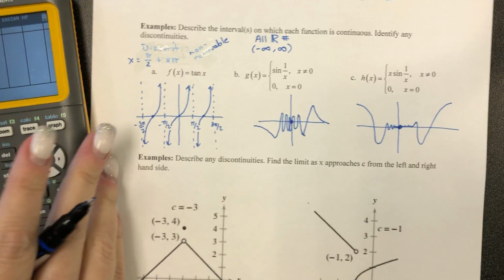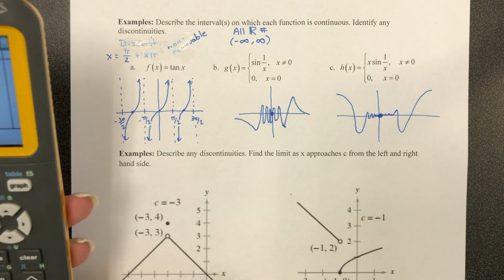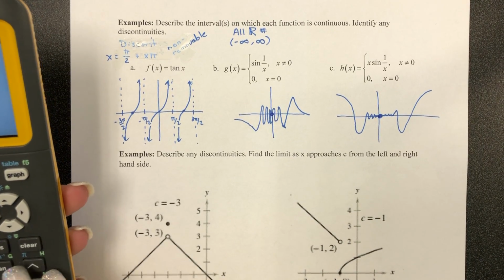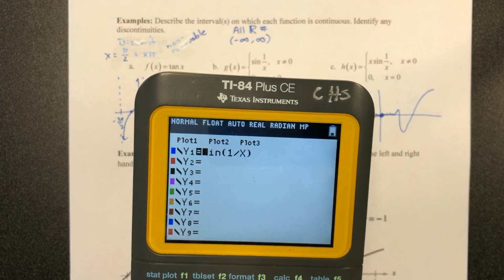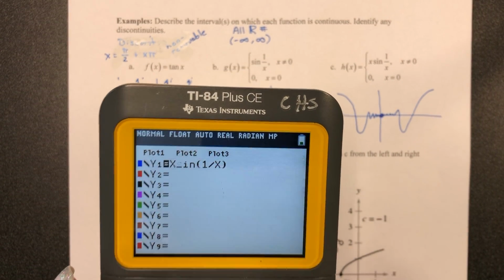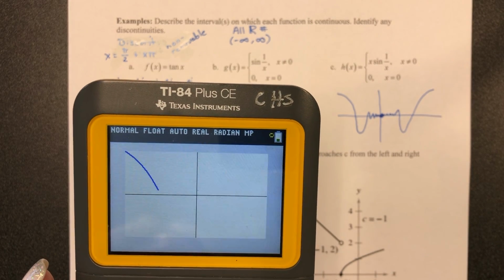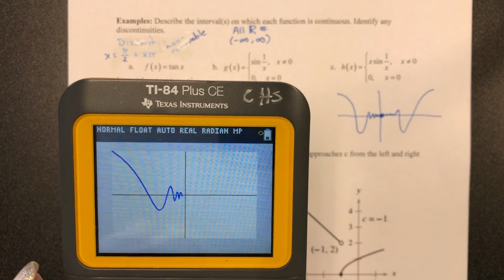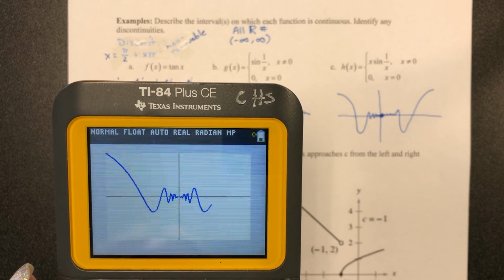That kind of looks a little bit like a werewolf or vampire teeth. Now remember, I've kind of got my calculator a little weird there. I got the window setting a little odd. So let's take a look at the graph. Okay, so that's actually a pretty good picture of what's going on.